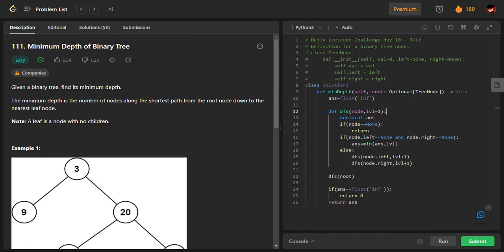So how will this function be called? I will call this function on the root. I will not pass any level here, which means the default value will be used, that is level equal to 1 for the root. As we go down, you can see level plus 1 will be done.